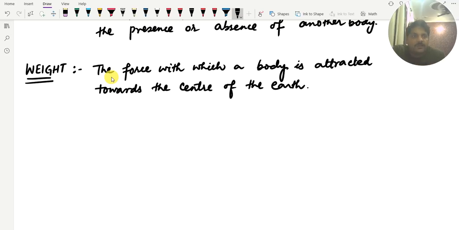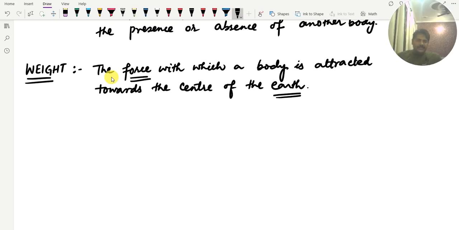If we are on the moon, we would say the force with which the body is getting attracted towards the center of the moon. If we are on Jupiter, then we would say the force with which the body is getting attracted towards the center of Jupiter or Mars or any other planet. So it depends on the planet where you are. Now if we are on the surface of earth, we would say the force with which a body is getting attracted towards the center of the earth.